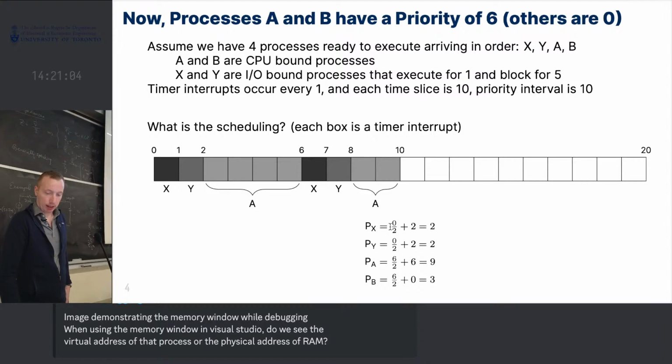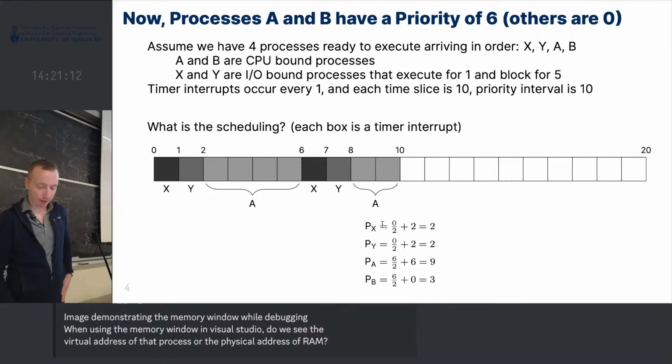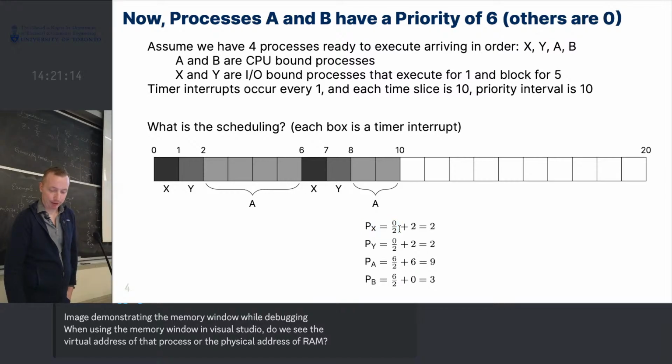So X and Y, yeah, so, oh, sorry. It says A and B have a priority of 6. Okay. I said it wrong. Sorry. All right. So process X, its new priority, while its old priority was 0, divide by 2. It ran for 2 time units in the last 10 time units. So its new priority is 2.